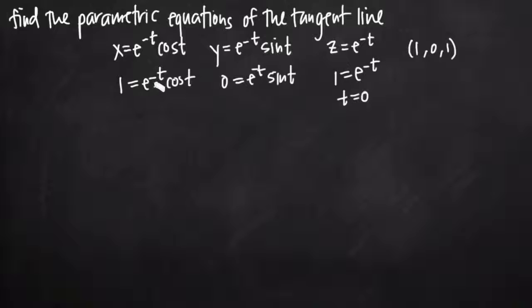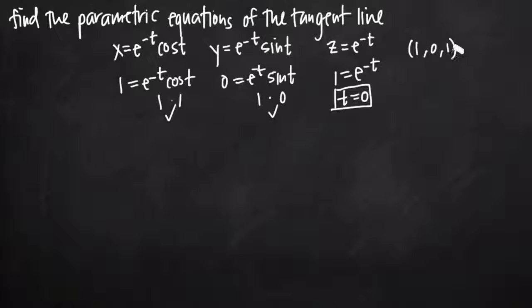If we plug t equals 0 into the first equation, we'll get e to the 0, which is 1. Cosine of 0 is 1, so we get 1 times 1, which gives us 1, so that does work. If we plug t equals 0 into the second equation, again we'll get e to the 0, which is 1. Sine of 0 is 0, so we get 1 times 0, or just 0. 0 equals 0, so that works as well. So t equals 0 is the value of the parameter that corresponds to our coordinate point 1, 0, 1. And remember, this coordinate point is the point where we want to find the equation of the tangent line.